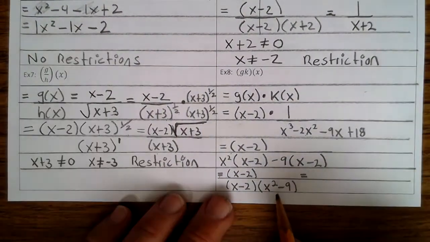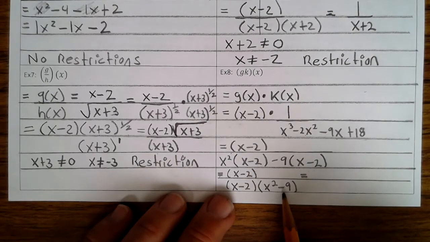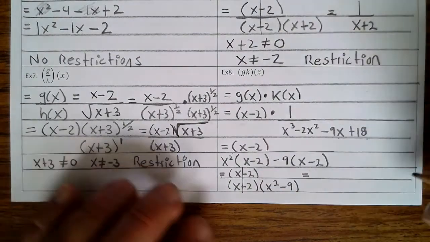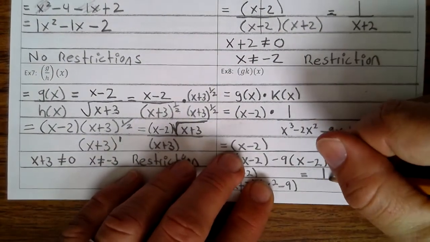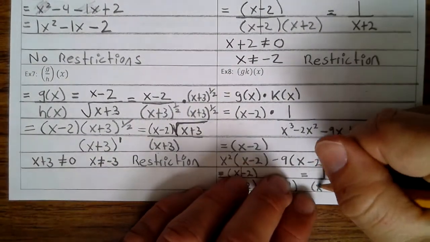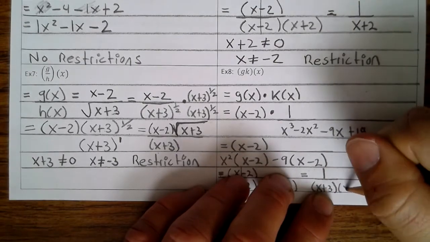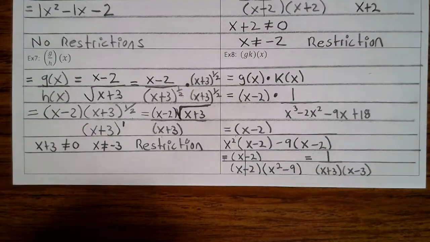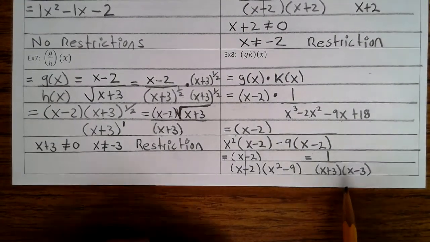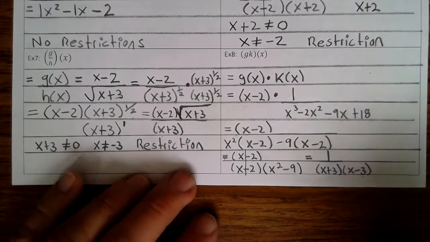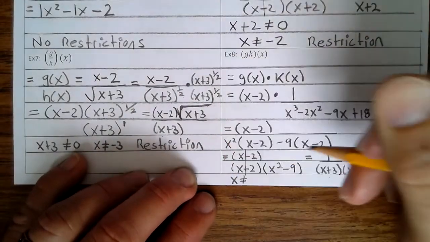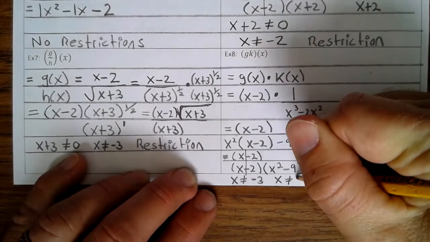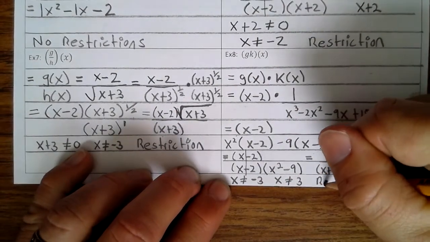Okay, well, x squared minus 9 can be factored to be x minus 3, x plus 3. But before we do that, this divides and becomes 1. So we have 1 divided by x plus 3, x minus 3. All right. At that point, we see that our restrictions are going to be x does not equal negative 3, and x does not equal positive 3 are our restrictions.